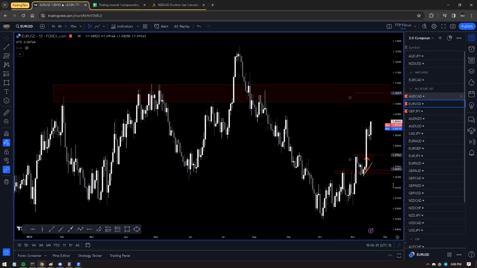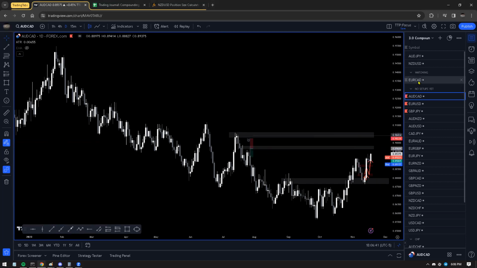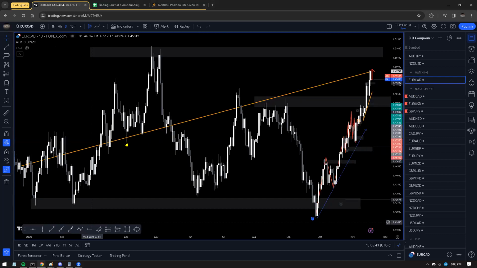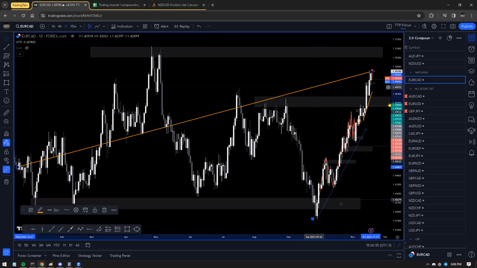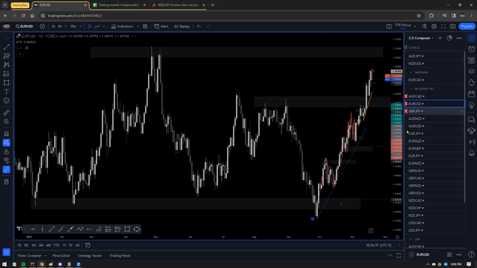So AUDCAD, or was it EURCAD? It was EURCAD. EURCAD in this whole uptrend scenario doesn't make sense. It's ranging, and what you've drawn doesn't line up with what you see. So leave it alone and continue going.